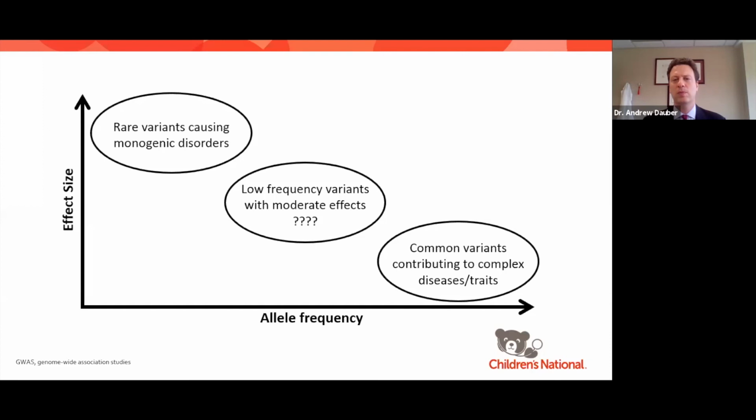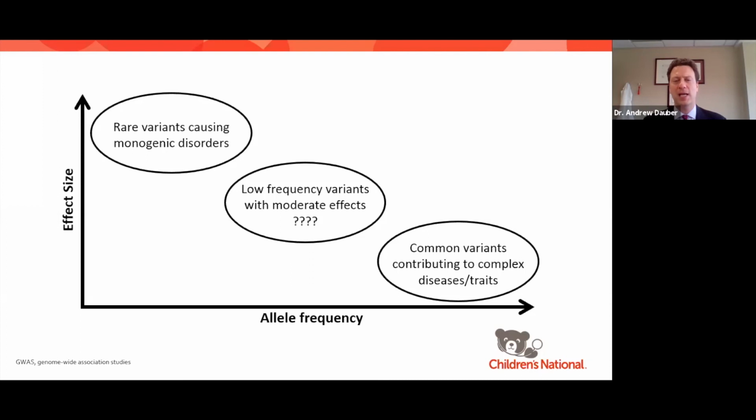So you may know that our genomes have approximately 3 billion base pairs, and we all have some differences. Although we're 99.9% similar, there's still millions of differences between each of us. And each one of those differences can be described as having what's called an allele frequency and an effect size.